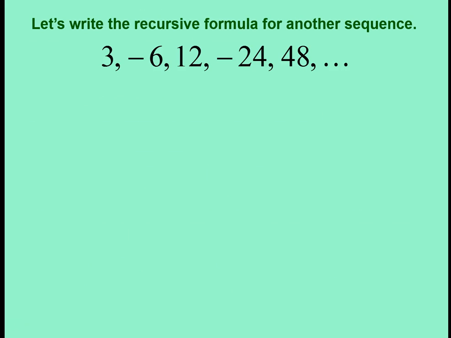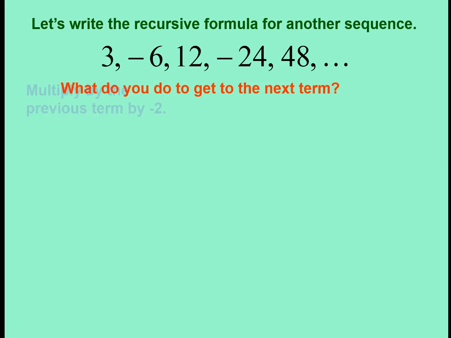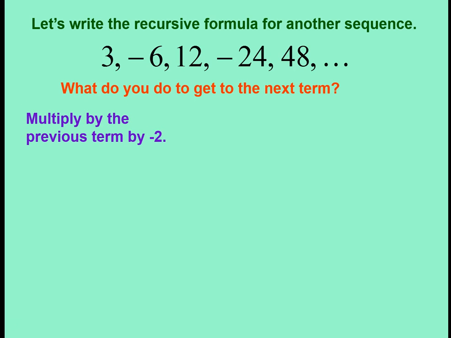So let's write the recursive rule for this sequence. What do I do to get to the next term? Well, hopefully you notice that you multiply the previous term by negative 2. So I would write a sub n equals negative 2 times a sub n minus 1, a sub n minus 1 being the term prior to a sub n.